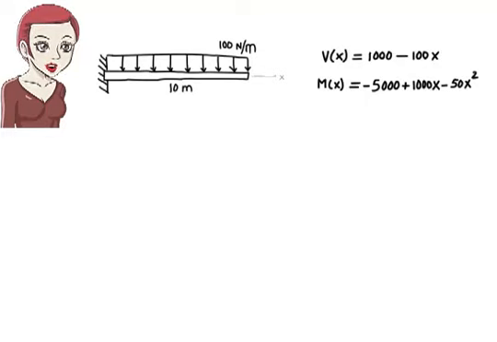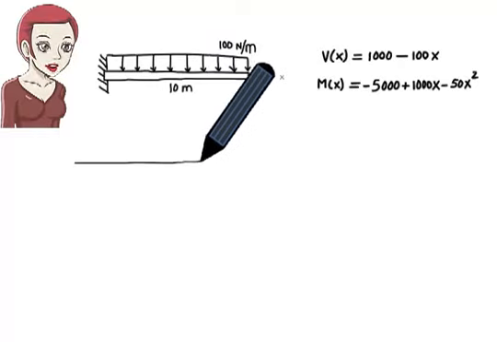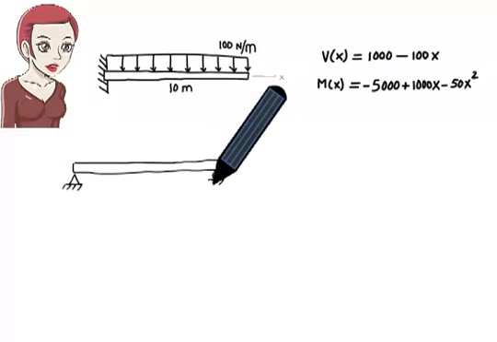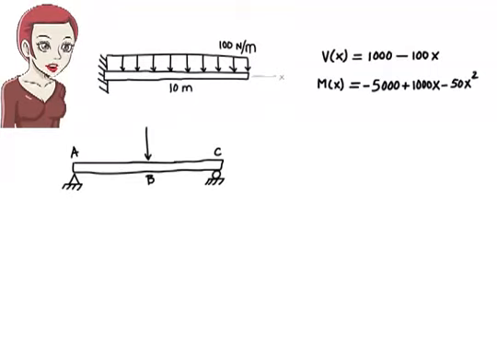Rather, it would be necessary to write multiple equations, one for each beam segment. This happens when the beam is subjected to one or more concentrated loads. For example, here there is a concentrated load at B. Since the load divides the beam into two segments, we need to write two equations for shear and two equations for moment, a pair of equations for each segment.